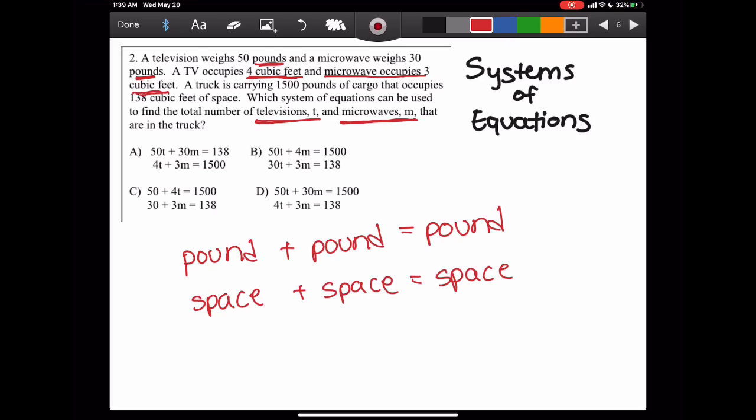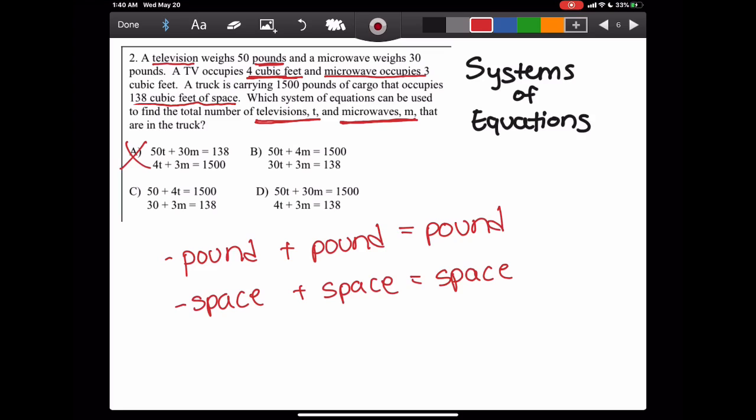So let's look at some of these answer choices here. Let's look at answer choice A. We have 50T plus 30M equals 138. Well, we know that T is for television and M is for microwaves. So we know that a television weighs 50 pounds. That checks out. So we're talking about pounds here, so pound plus pound must equal pound. But in this case, pound plus pound is giving us space because 138 is associated with cubic feet of space. So A cannot be the right answer because we must keep these alike things together.